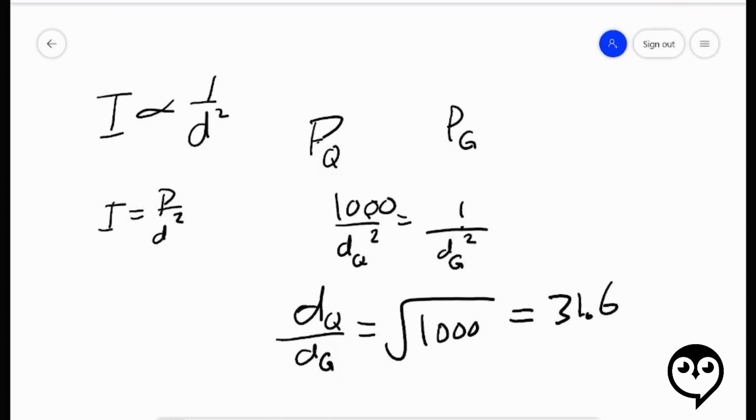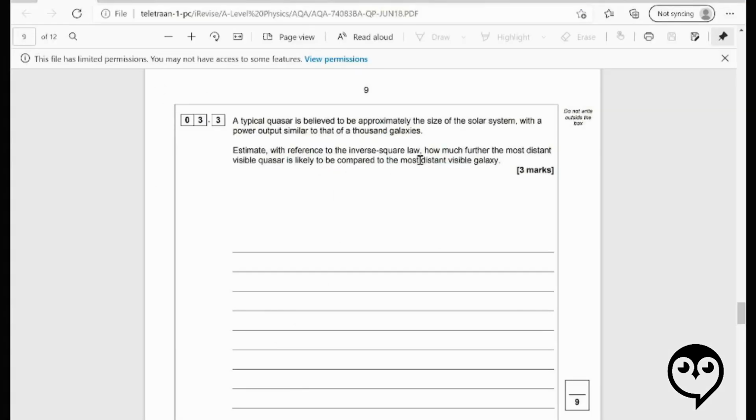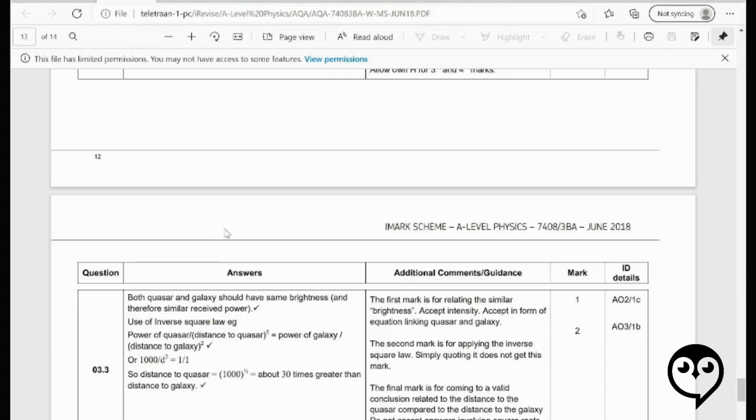I would say that means the quasar can be almost 32 times further away. We can still see it because it's so powerful. Even with the inverse square law, we'll be able to just barely see it. That's the way I would look at that question. Let's go have a look at the answers.